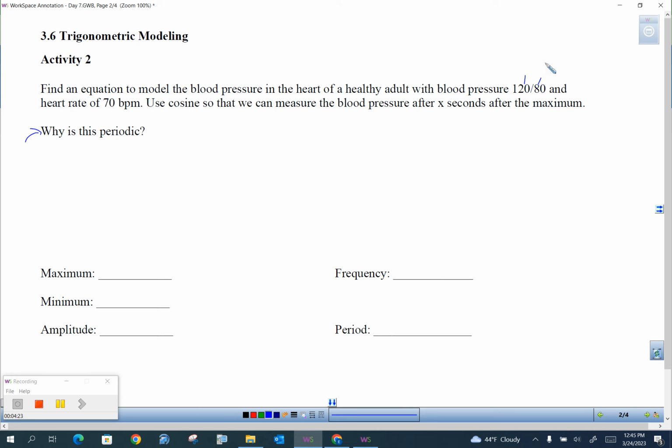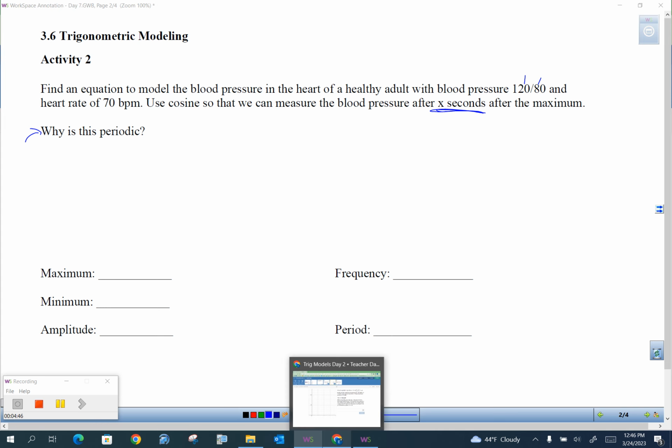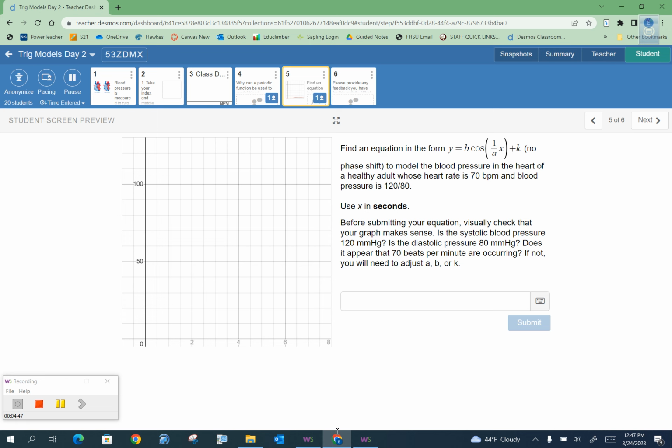So what we're asked to do is use the cosine function so that we can measure blood pressure after X seconds after the maximum. What this tells us is we want to talk about the maximum in general. We're going to think about cosine as parent function. And on Desmos itself, it indicates even more specifically that we're going to assume that there's no H here.